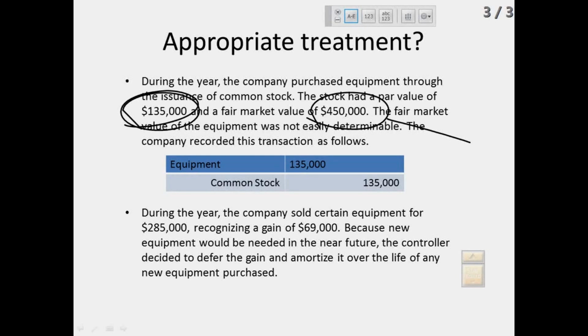Okay. During the year, the company sold equipment for $285,000, recognizing a gain of $69. Because they needed new equipment in the near future, they decided to defer the gain and amortize it over the life of the new equipment purchase. Is that the right thing to do? Should we? If you think yes, why?